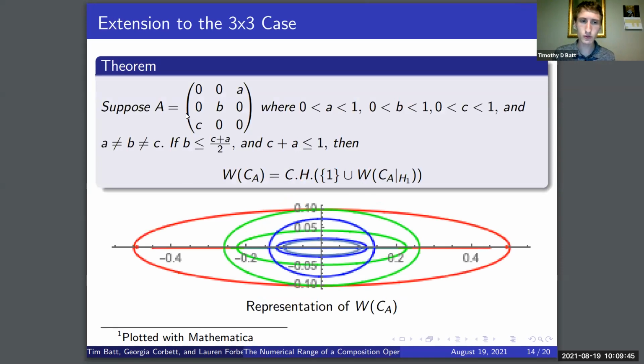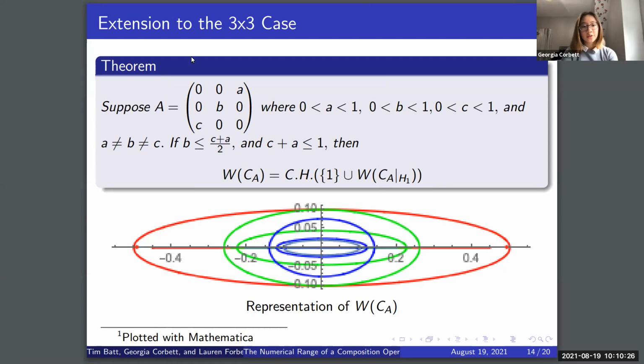Nevertheless, we did come up with a theorem to help us compute the numerical range for the 3x3 case. Supposing A is a 3x3 antidiagonal matrix, where A, B, and C are all between 0 and 1, and they're not equal to each other. If B is less than or equal to (C plus A) over 2, and C plus A is less than or equal to 1, then the numerical range of our composition operator is simply the convex hull of the union of the point 1 with the numerical range of C_A restricted to the homogeneous polynomials of degree 1. This illustration shows what such a composition operator could look like. And with that, I will send it off to Georgia.